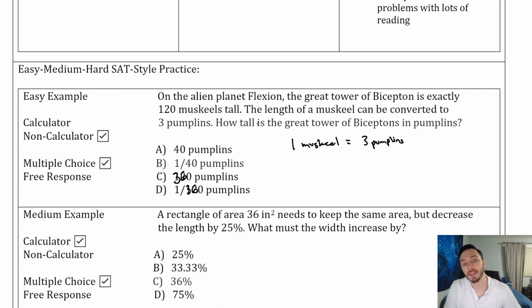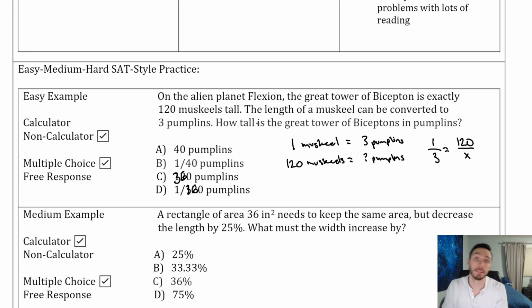So how tall is the Great Tower of Bicepton in pumplins? If we know that it is 120 maskeles tall, we can set up a proportion. So how many pumplins? It's 1 maskele for every 3 pumplins. So for 120 maskeles, it's x pumplins. We can do cross multiplication here. 1 times x, 3 times 120. X is going to equal 360.